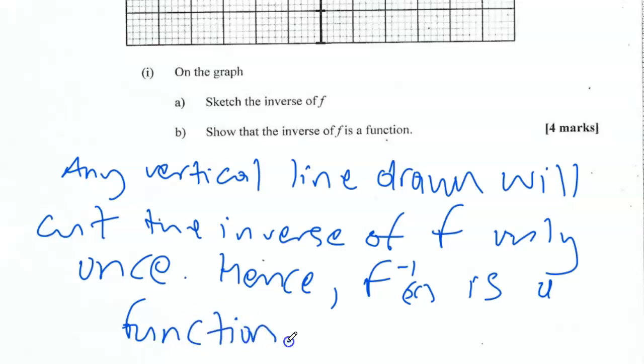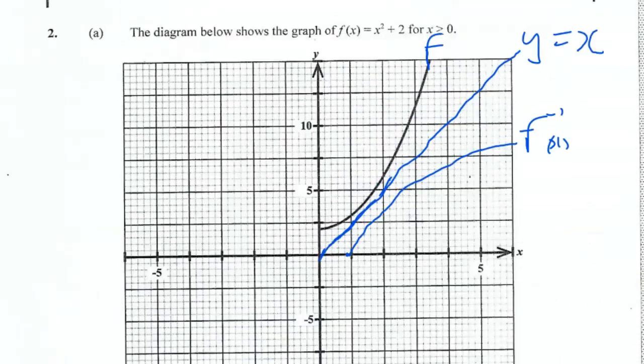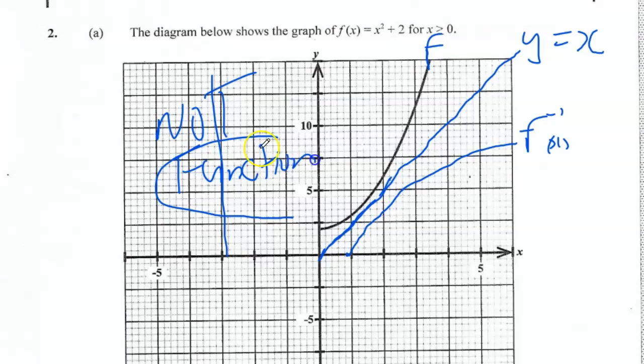And while I'm at that, let's show you an example of a graph that will not be a function. For example, if you have a graph with a shape like this, then this is not a function, because if you draw a vertical line, it cuts the curve twice. This fails the vertical line test. While here, with f inverse, a vertical line drawn will definitely cut f inverse only once.